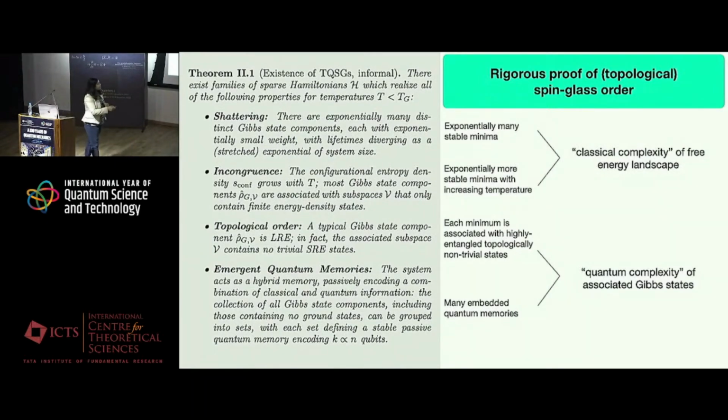There are some features of it which have to do with the classical complexity of the free energy landscape, the fact that you have so many different minima. That means that I want to define this by a property called shattering, which means exponentially many stable minima. Actually, most of these minima don't contain ground states of the system. Most of the minima are associated with highly excited finite energy density states. So this is a classical feature. And in the phase that we'll talk about, there's also a quantum complexity associated with these equilibrium Gibbs states, which is to say that each of these minima is associated with a highly entangled topologically trivial mixed state. And the system actually has not just one, but many embedded quantum memories in its landscape.